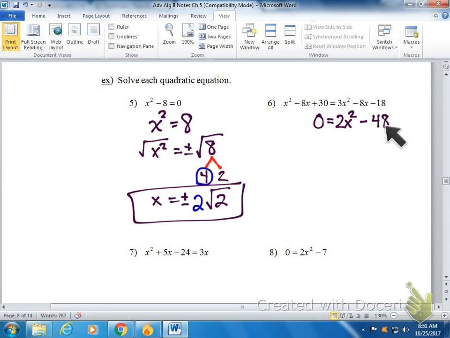All right, so now, when I only have an x squared term, that is when I'm going to use the square root method. It's going to be quicker. Add 48 to the other side. Divide by 2. Take the square root of both sides and include the plus or minus in front of the square root.